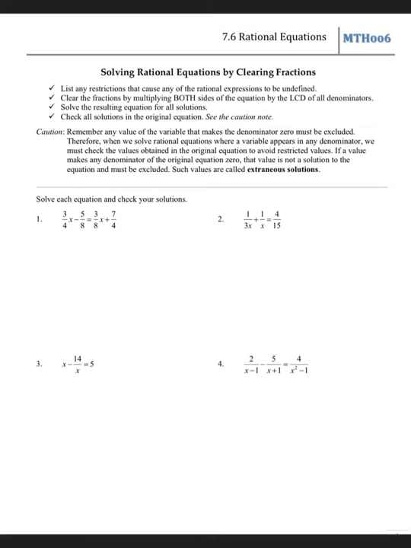What we're doing now is solving equations, something that you're all very familiar with. The only difference now is we have not just variables in them, because equations always have variables, but now our variables are located in the denominator. So we have to address this a little bit differently.